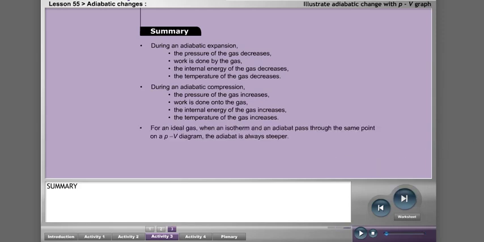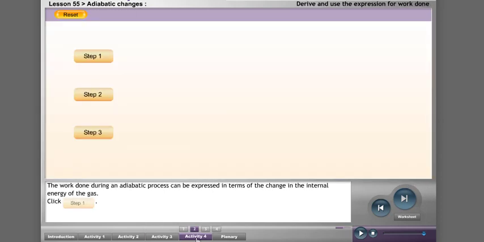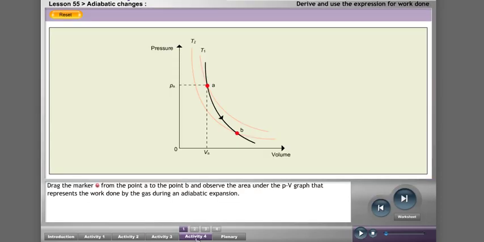For an ideal gas, when an isotherm and an adiabatic pass through the same point on a PV diagram, the adiabatic is always steeper. Drag the marker from point A to point B and observe the area under the PV graph that represents the work done by the gas during an adiabatic expansion.